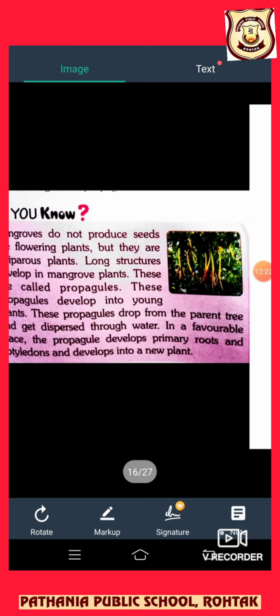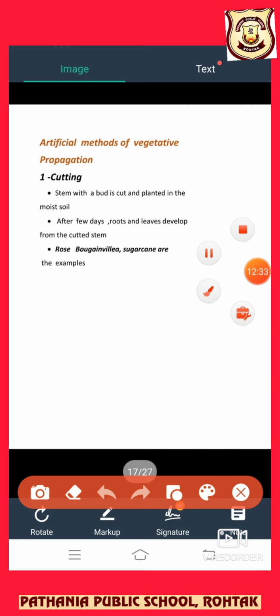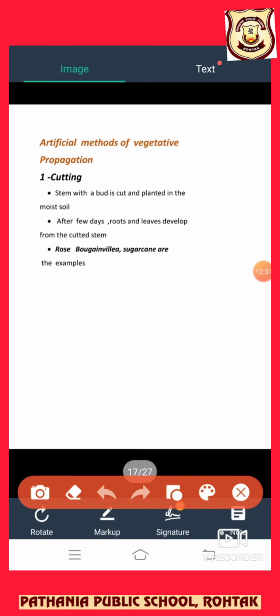Now next we are discussing the artificial method of vegetative propagation. In this artificial method of propagation, first we are going to take the cutting. We take a stem with a bud, cut it, and plant it in moist soil. So what you can see, one stem is cut off.